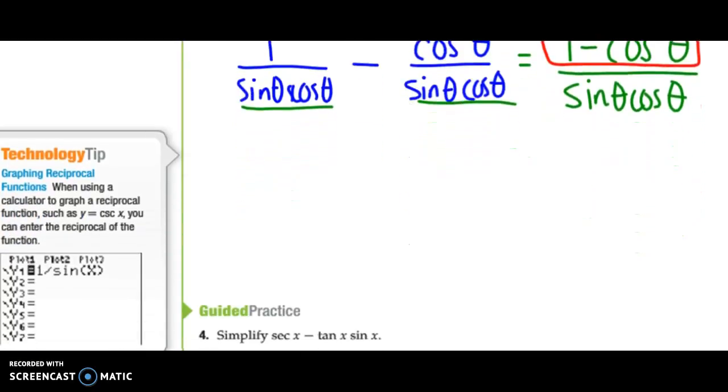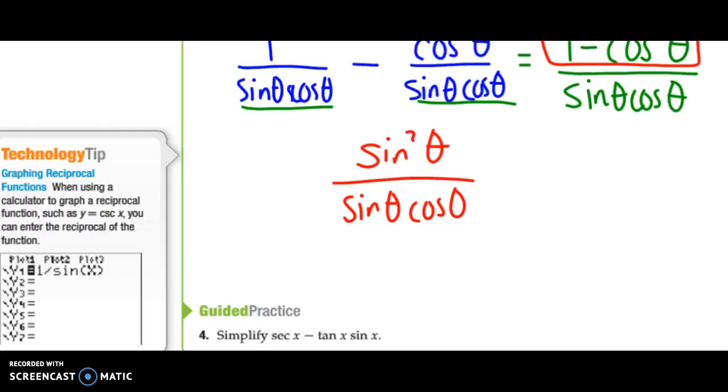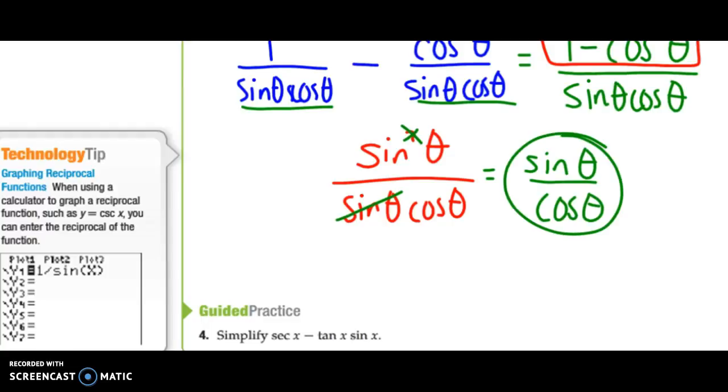So I'm going to rewrite that as sine squared theta over sine of theta cosine of theta. And so we said, okay, well sine squared is the same as sine times sine. And there's a sine down here, so I can cancel this out, cancel the square out, and so I end up getting sine theta over cosine theta. So there's my answer. Another way to write that would be tangent, because tangent is sine over cosine.